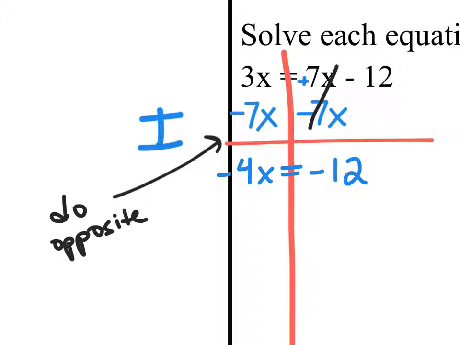So now, here's why this is good, because now there's only variables on one side. That's what we want. We moved the 7x over by doing the opposite. Now it's an equation we know how to solve because there's only variables on one side. That negative 4 is being multiplied, so you do the inverse. So this is solve. And divide by negative 4.